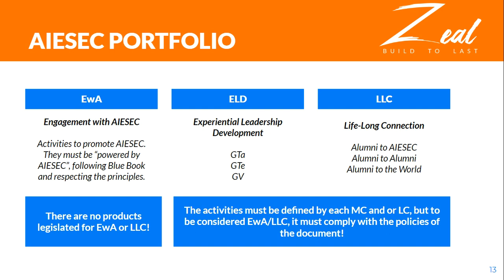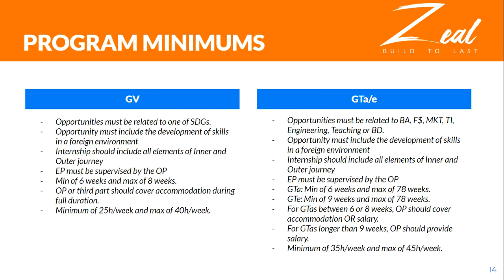Here is the AIESEC portfolio, the engagement with AIESEC. What does it mean, engagement with AIESEC? They are the activities to promote AIESEC. They must be powered by AIESEC, following the Blue Book and respecting the principles. There are no products legislated for EWA. The ELD is our product, the Exponential Leadership Development. LLC are long life connections: alumni to AIESEC, alumni to alumni, and alumni to the world. The activities of ELD and LLC must be defined by each MC or LC, but to be considered EWA or LLC, they must comply with the policies of the documents.